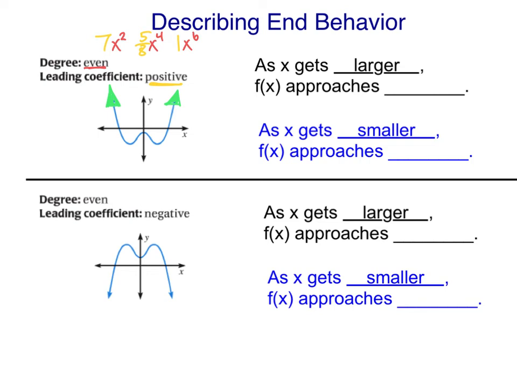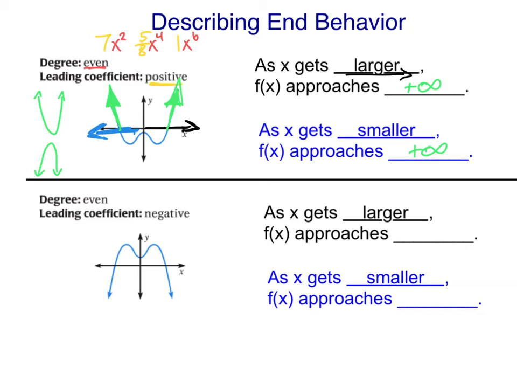Okay, so as x gets larger, going that direction, so as I go to the right, the graph is going upwards towards positive infinity. As x gets smaller, as I go that direction on the x-axis, the graph is going up, which means also positive infinity again. All right, think about a quadratic. They either both go that way or they both go that way.